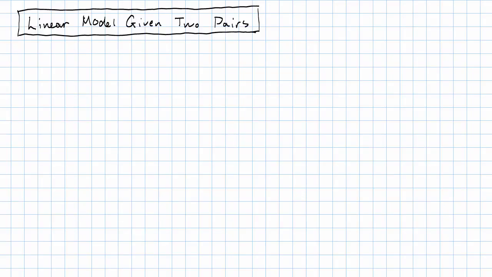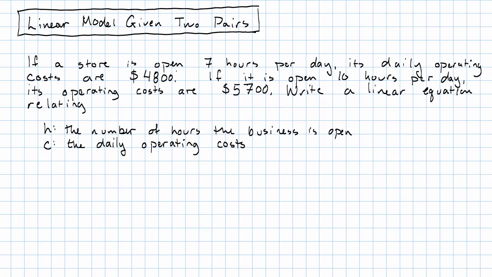The last way we learned to write down a linear equation is when given just any old 2 points on the line. How might that come up in a real-world context? Well, suppose we have a story that goes something like this. Suppose we're told that if a store is open 7 hours per day, its daily operating costs are $4,800.